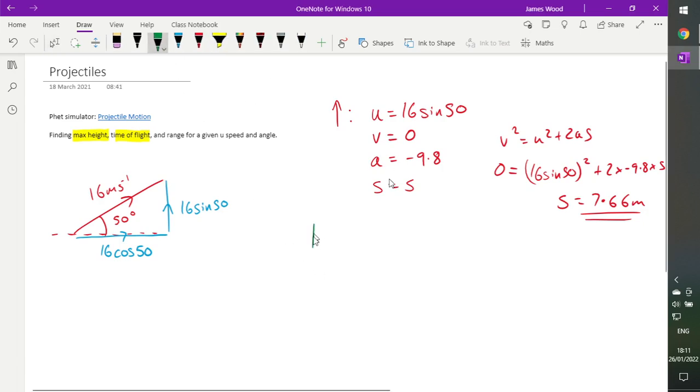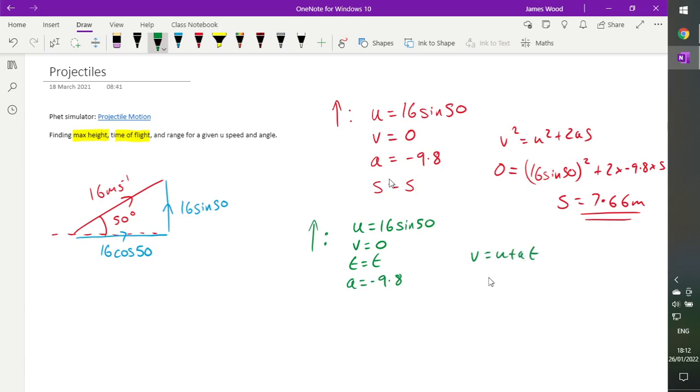So let's find the time to the top. So again, we're thinking vertically. u is still 16 sine 50. v is 0 at the top. We want to find t, and we also know that a is minus 9.8. So we can use v equals u plus at, and I can then solve that to find what t is. So we have 16 sine 50 divided by 9.8. So that's 1.25 seconds. So that's how long it takes to get to the top. So the total time is therefore 2.5 seconds. So we can double it.